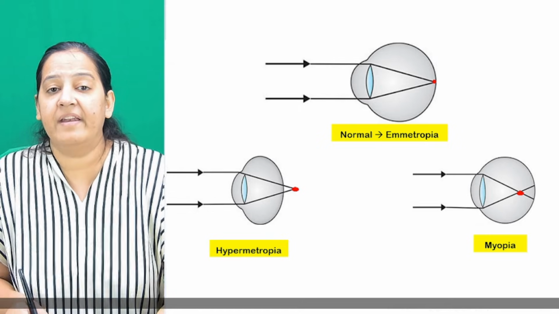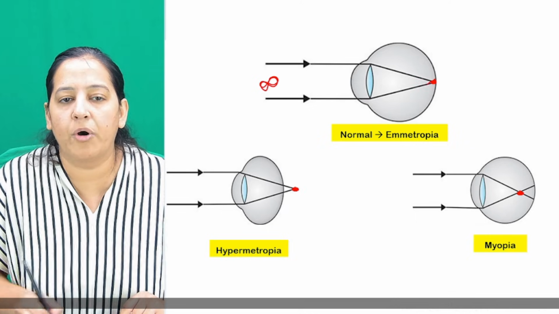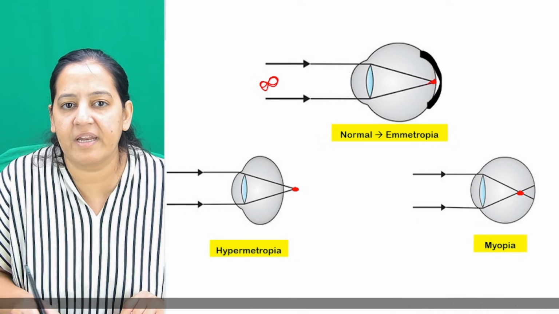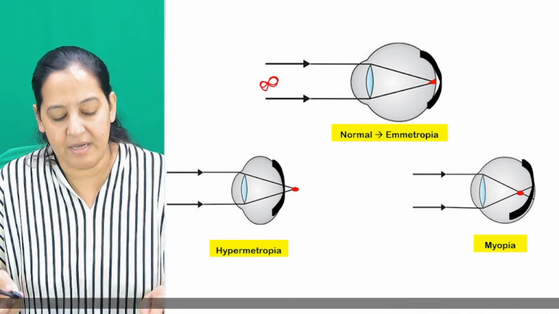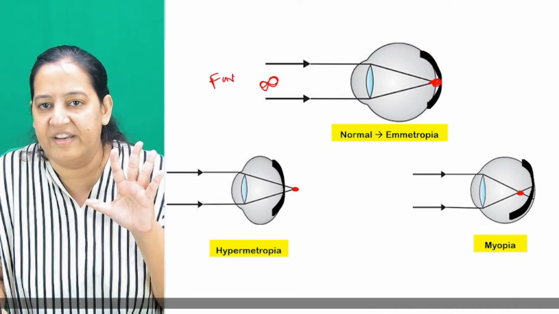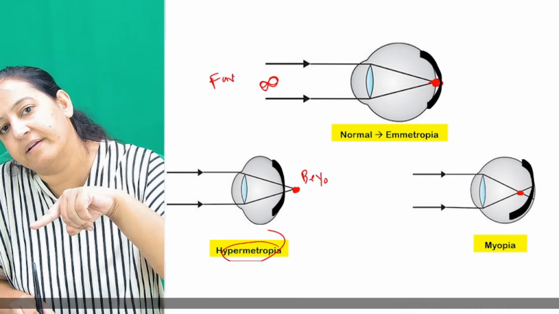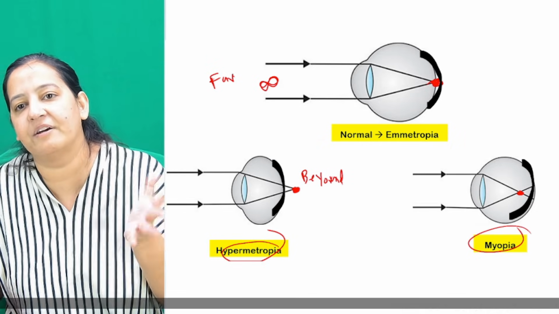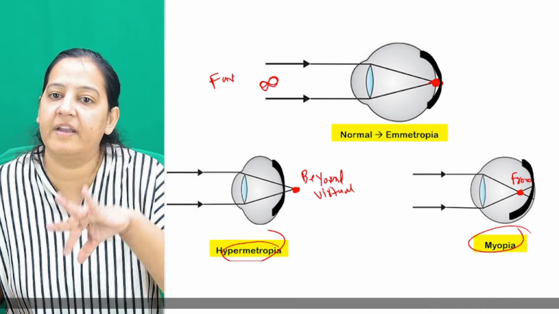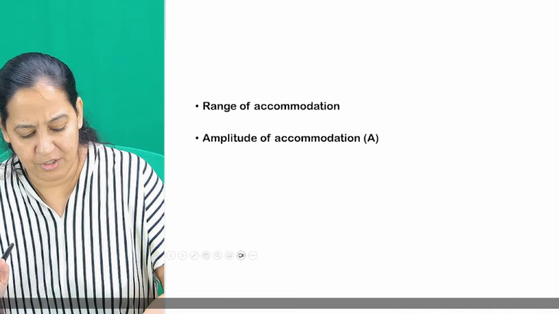When the rays are coming from infinity in emmetropia, the image is on the retina. First, focus on the retina in the diagram. So this is retina, this is retina. Here the farthest point is infinity and the image is on the retina. But in hypermetropia, the far point is beyond the retina, and in myopia, the far point is in front of the retina. So here the far point is virtual, beyond the retina, and here the far point is real, in front of the retina. You get MCQs on that. I guess you can understand it.